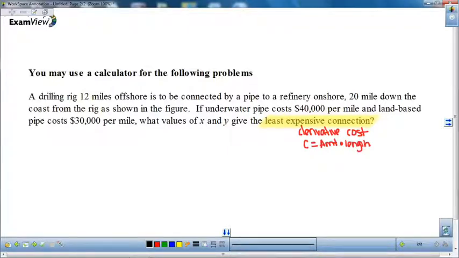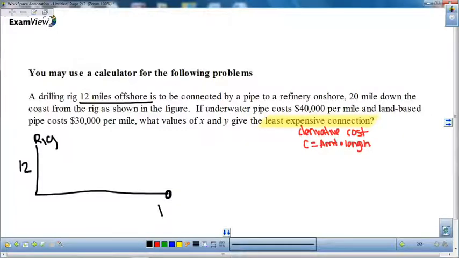So let's go ahead and draw our picture of what this looks like. So we have a rig here. This distance, this is my land. This distance is 12 miles offshore. So this is my rig. Here's going to be my refinery, and it's 20 miles down the coast. So 20 miles down the coast. The underwater pipe costs 40,000 per mile and the land-based costs 30,000 per mile.